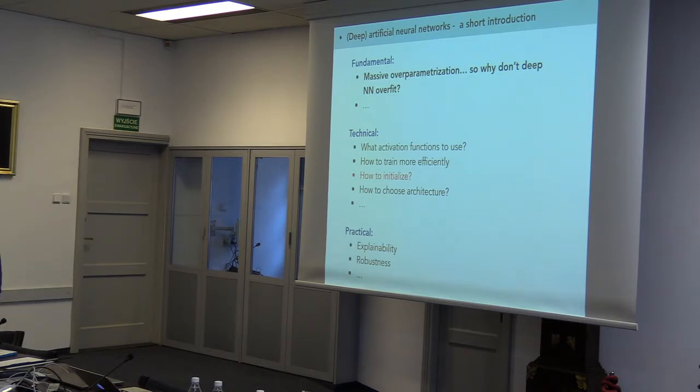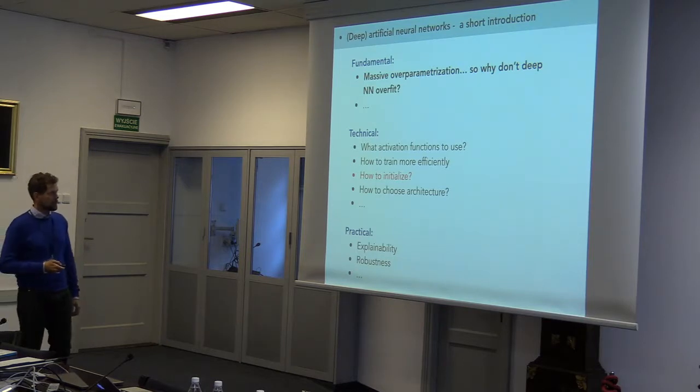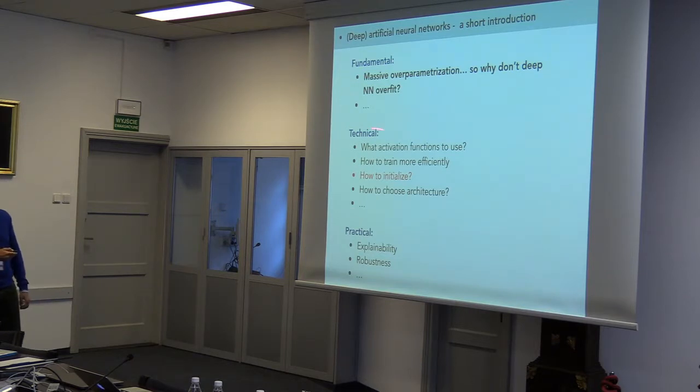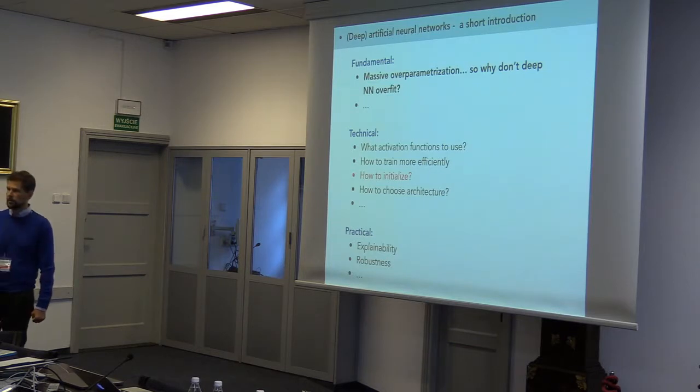But there are other major areas of research, and some of them are technical, right? What activation functions should I use for my particular problem? How to train to be efficient, not to waste resources. How to choose the architecture of a neural network, right? Because the models I showed were really simple. You had basically a constant number of neurons throughout the layers. And one particular such question is how to initialize those neural networks, right?